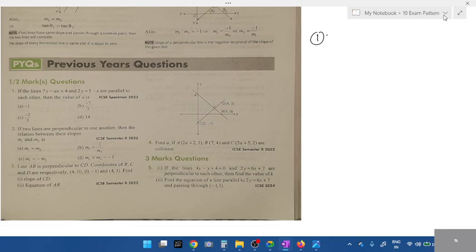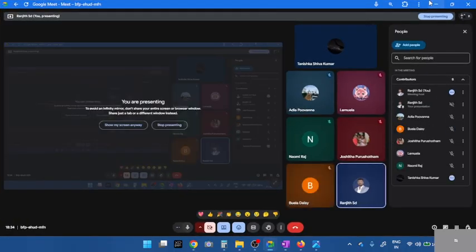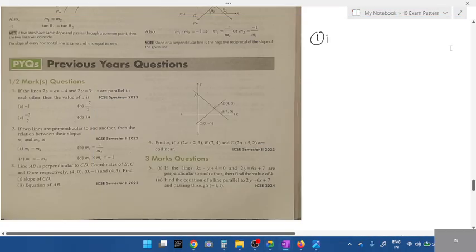What is given? First question. What is asked? Read the first one, MCQ question. If the line 7y is equal to ax plus 4, and the other line given is 2y minus... are they parallel or perpendicular? Parallel. Then we need to find the value of which one? A. So we need to find parallel.